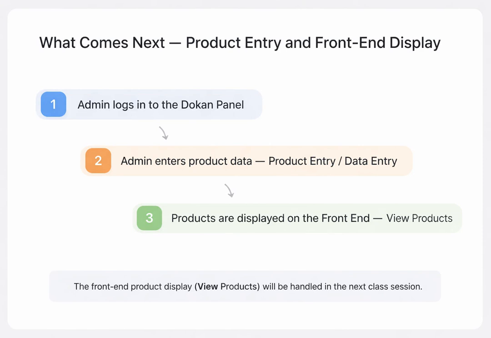Now that the Dokkan panel is set up and the login configuration is being sorted out, the next major steps in the project become clear. Once the admin can log in, the next task is product entry. The admin needs to be able to add product data through the panel. After that, those products need to be displayed on the front end of the website so that visitors can see them. This View Products feature on the front end is what will be tackled in the next class session. So the roadmap is login works, then product entry, then front-end display.